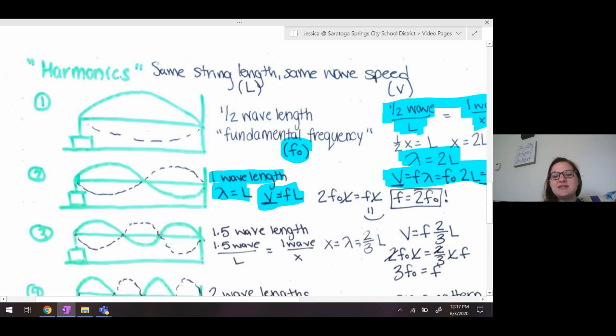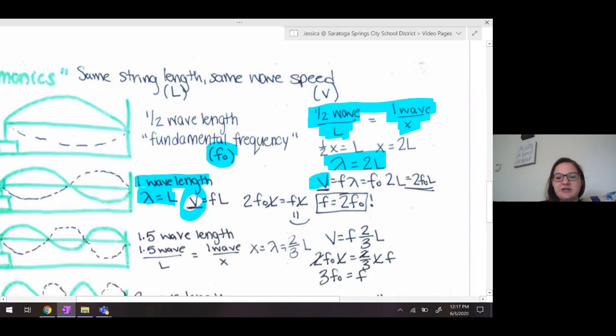I know that this speed here and this speed equation appear the same. The speed's going to stay the same. I haven't changed anything about the string. So that's why in the next step I plugged in 2f0L. Now the L's cancel because the length of the string is the same. That means this second harmonic frequency should be double the original frequency. Let's go ahead and see if that's true.